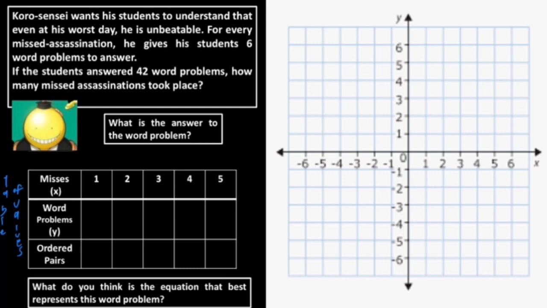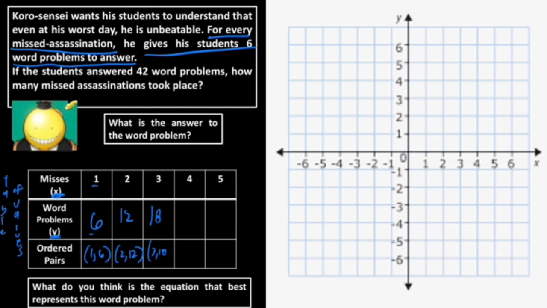To continue, based on the word problem, it mentions here specifically that for every misassassination, he gives his students 6 word problems to answer. Meaning, 1 misassassination, you get 6 word problems. And since x is used for 1 and y is used for 6, this could be written as (1, 6). Similarly, if there are 2 misses, we'll get how many word problems? 12. And this is located at (2, 12). And again, if you have 3, you'll have 18. So it's (3, 18).